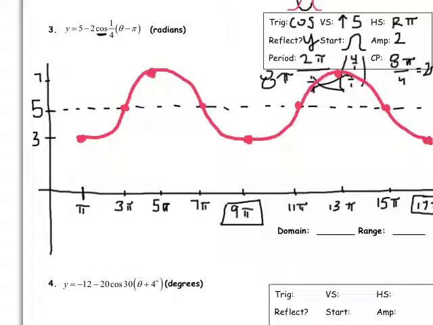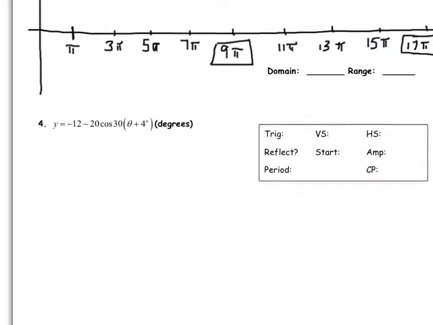And I connect. Alright, our domain is all reals. Our range is from 3 to 7, so y'all can fill that in. Let's go on to number 4.